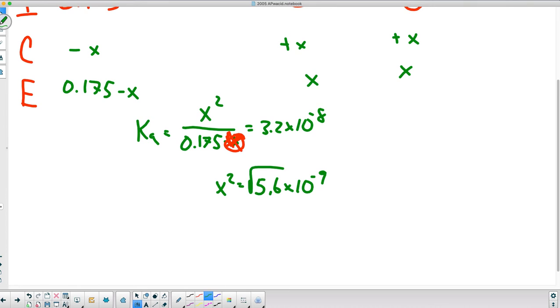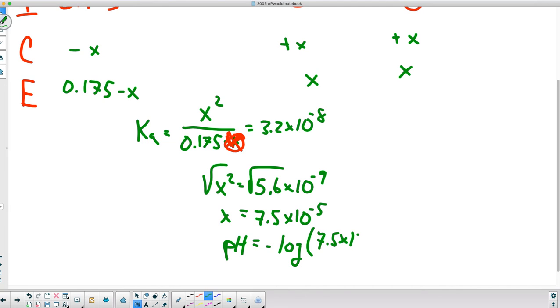I take the square root of both of these, so I get x is equal to 7.5 times 10 to the negative 5th, which means my pH is equal to the negative log of that number, 7.5 times 10 to the negative 5th. So the pH equals 4.13. And you should be able to do all of that by now.